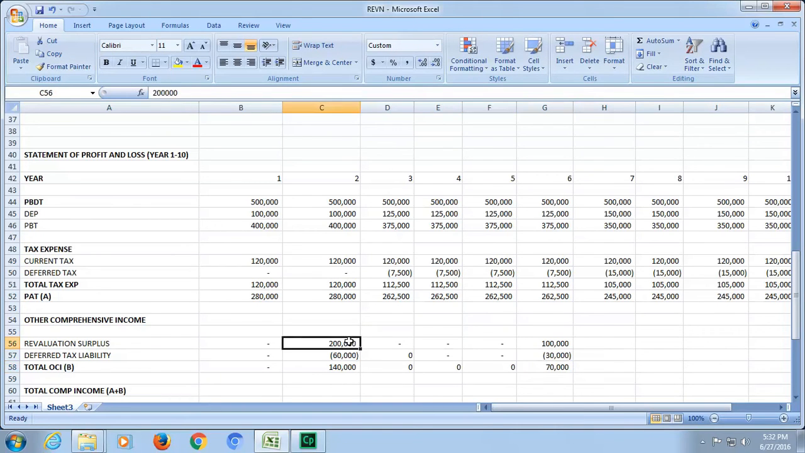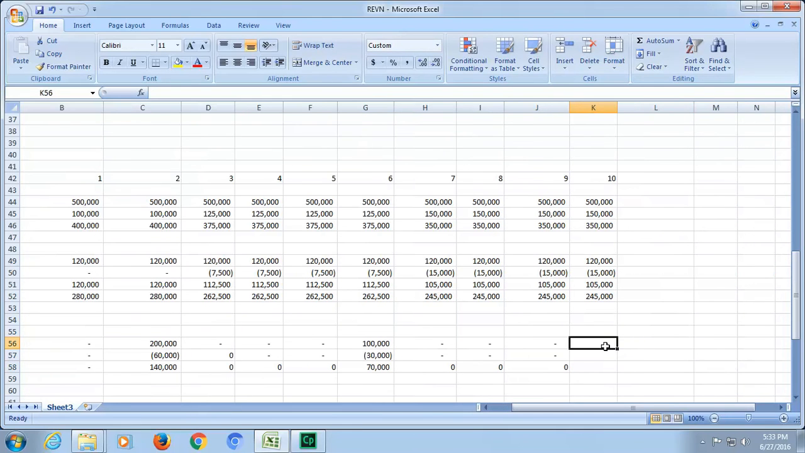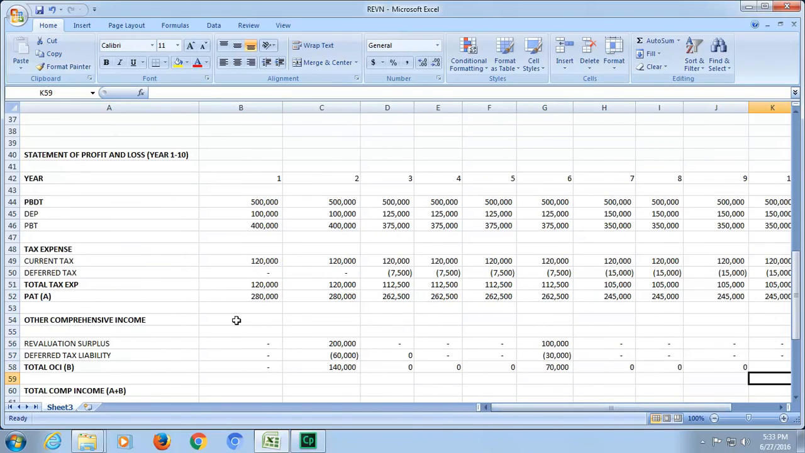So I'm showing revaluation surplus under other comprehensive income portion, and the related tax liability is also subtracted from the other comprehensive income. Here again revaluation surplus is credited to other comprehensive income portion of the P&L account, and this deferred tax liability impact is also shown here. Okay, 7th year onwards there is no revaluation surplus and there is no tax liability on such. Okay, so now we have finished the P&L account.